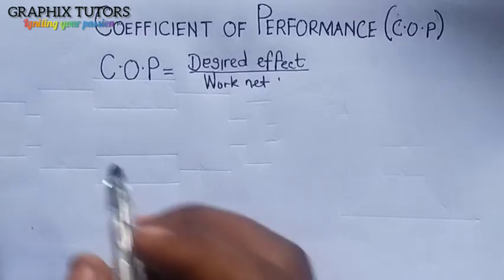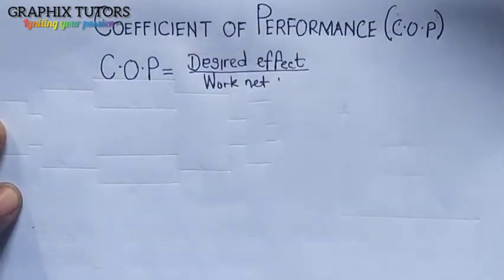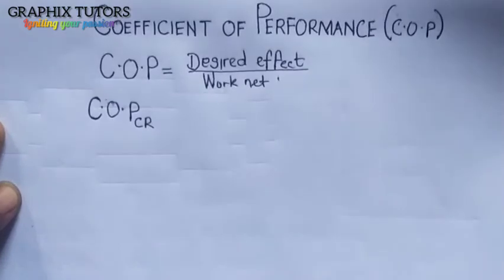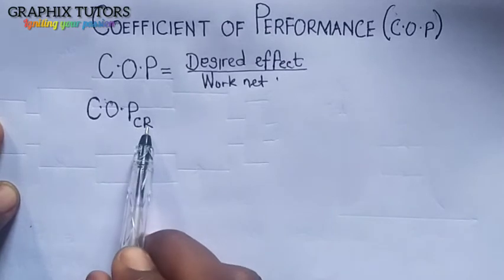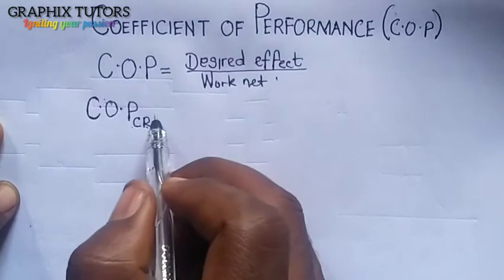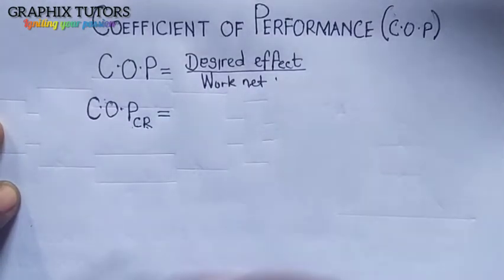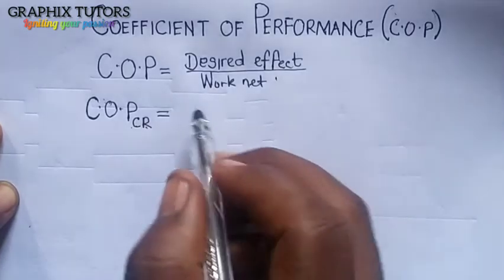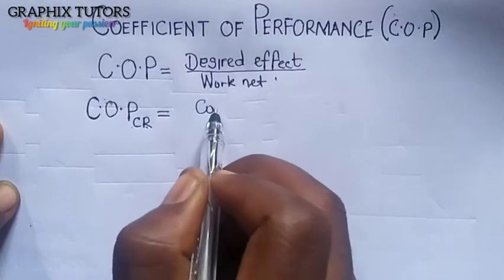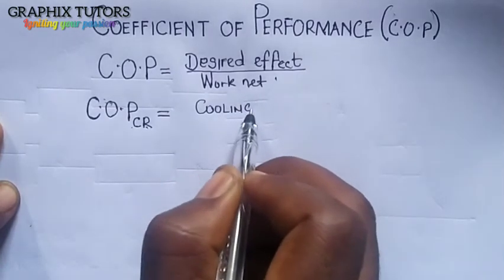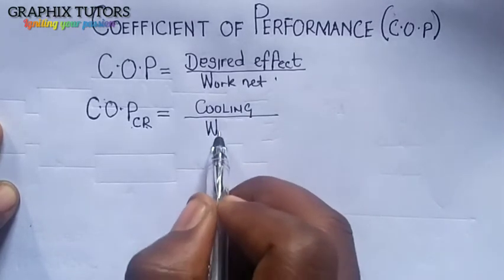Now, if we are talking about the refrigeration effect of a refrigerator, talking about the COP of a refrigerator, that is, this C arrow means refrigeration cycle. Now, in your refrigerator, what do you expect? You expect cooling. Am I correct? So we have it to be the desired effect. What we desire from the refrigerator is cooling. Correct? So cooling over the net work, or I put it the work in.